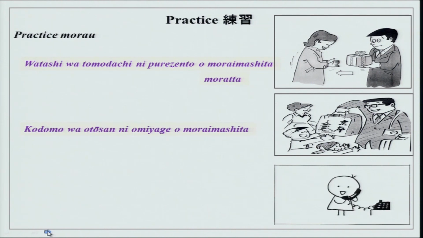What is this gentleman doing? Well, he is either ringing up or receiving a call. Let us see what it is. Goji ni tomodachi ni denwa o moraimashita. I received a call from my friend. So, it can also be for a call, for a denwa.